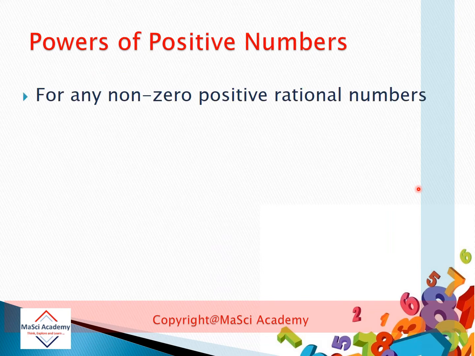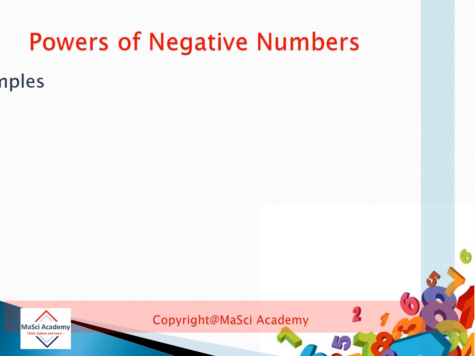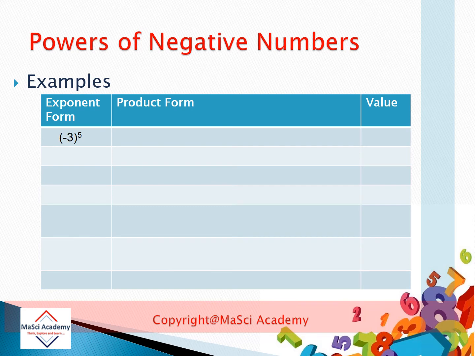Thus, for any non-zero positive rational number a, a to the power n is equal to a multiplied by itself n times. And if it is a fraction a upon b whole to the power n, then the fraction a upon b is multiplied by itself n times. Now let's look at some powers of negative numbers.